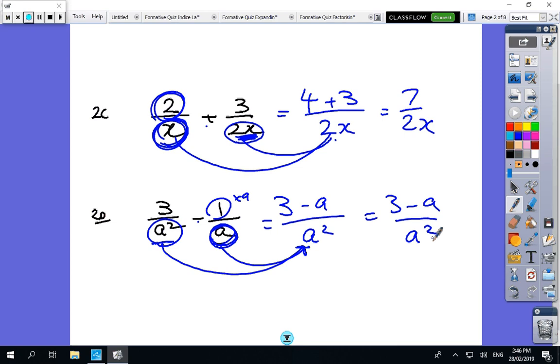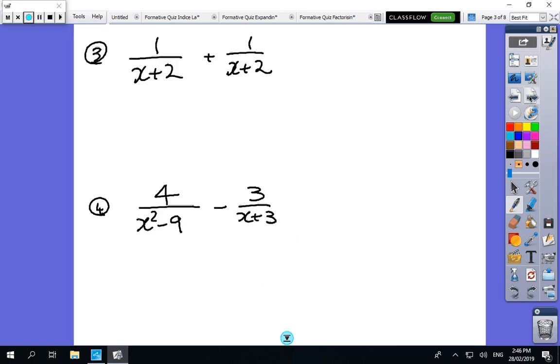Okay, come across. Okay, so we've got some more denominators. Now we've got some algebra. So just remember, adding and subtracting, you have to have a common denominator. So have a go, and when you're ready, come back.